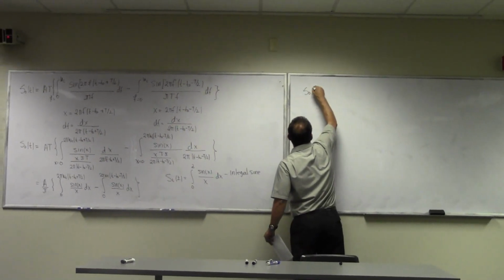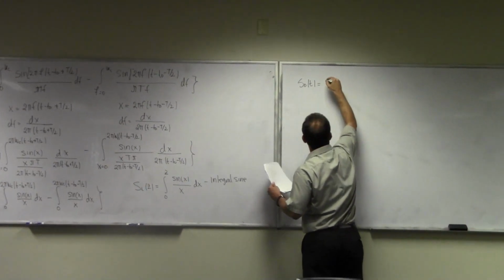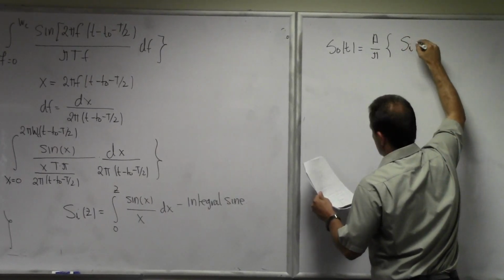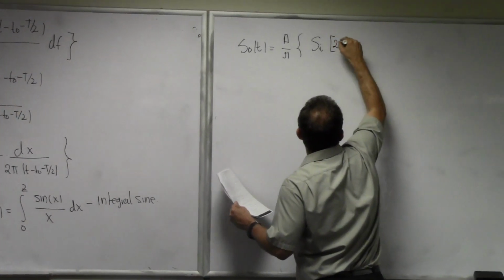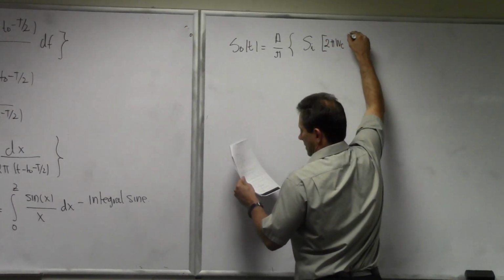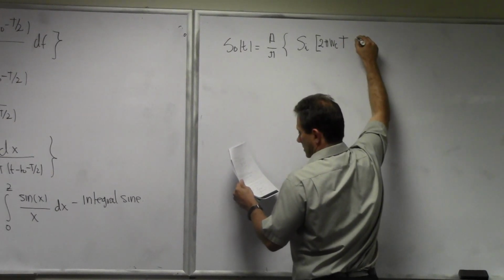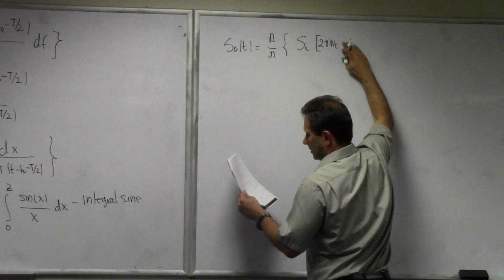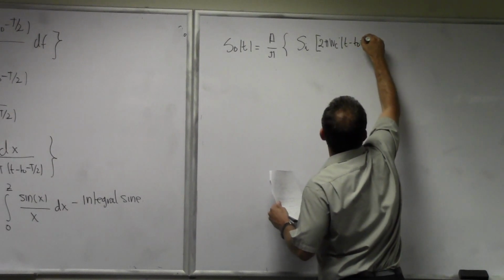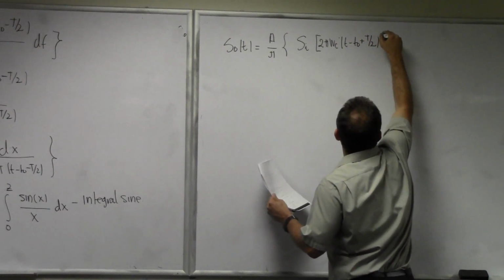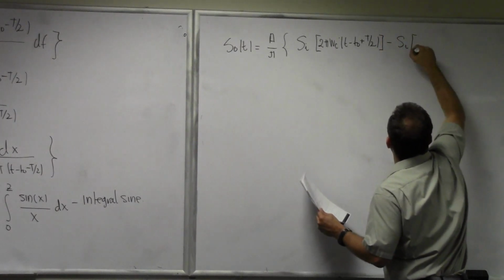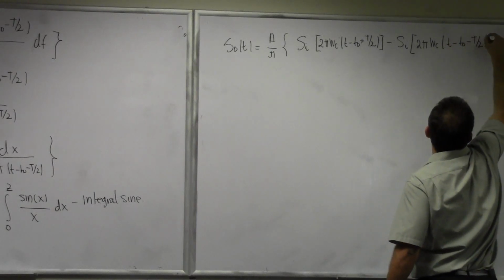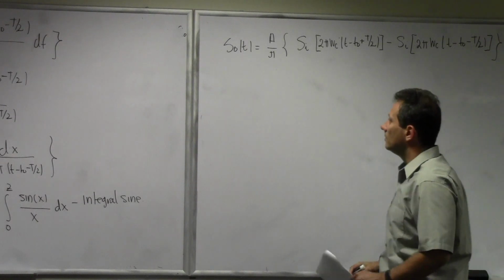So S output of t becomes a over pi, and then Si of 2 pi wc t minus t0 plus t over 2, and then minus Si 2 pi wc t minus t0 minus t over 2. Right? And then really, what does this t0 do?